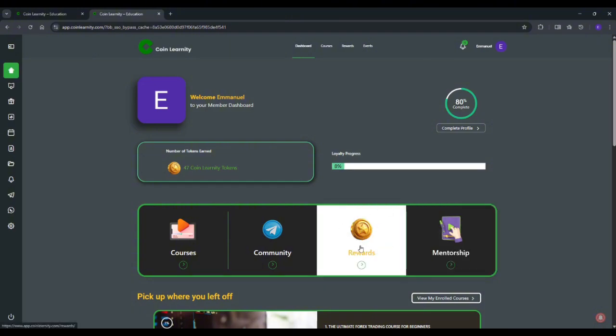You can go to the reward section of the personal learning area and watch the videos there. So the more videos you watch, the more tokens you earn, and the more tokens you earn, the more prizes you can win on the personal learning area.